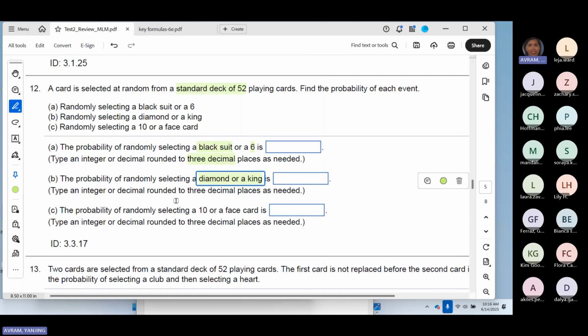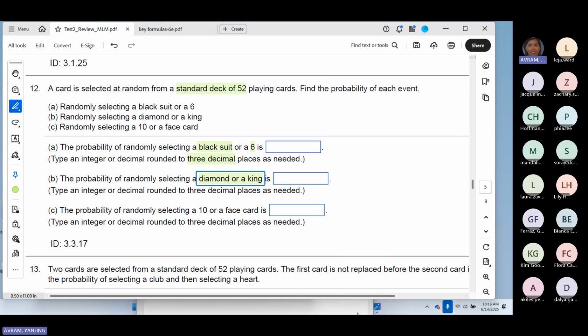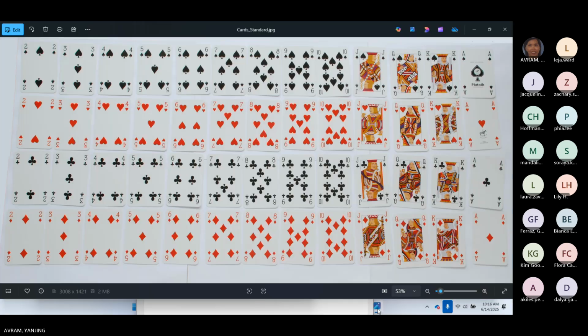Okay, let's see the probability of selecting a diamond or a king. Diamond is 13. And then for a king, you add 3 more kings. Don't add the king of diamonds again. If you add it again, you have to subtract it once. So it's 19 over 52.